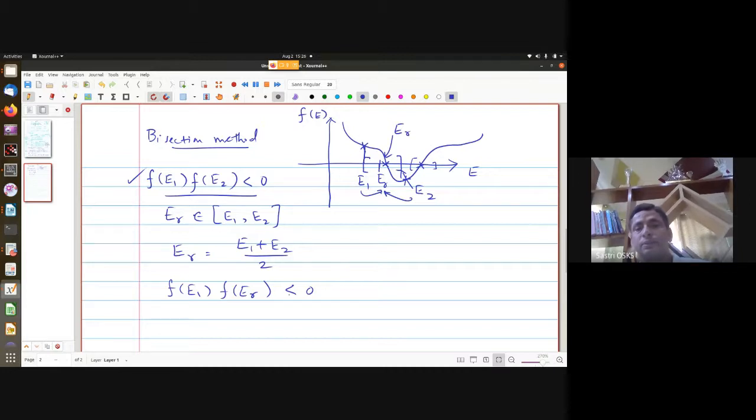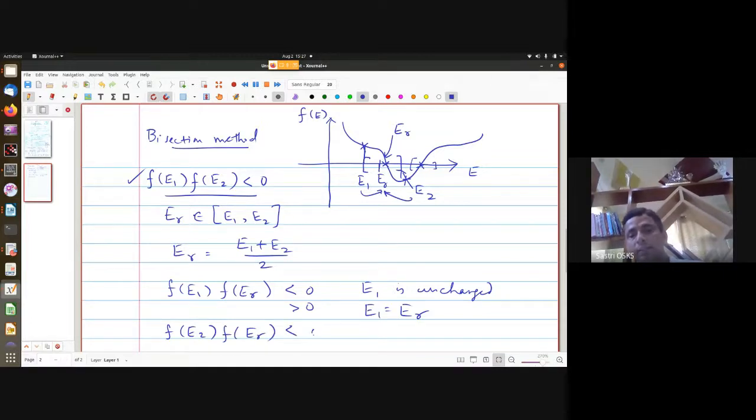If this is less than 0, then we know that the root lies between e1 and er. So e1 won't change. If this is greater than 0, then e1 should become equal to er, because that means the root still remains on the right of e1, so e1 should be shifted closer to er. Same way you also check f of e2 into f of er. If this is less than 0, then e2 remains unchanged.